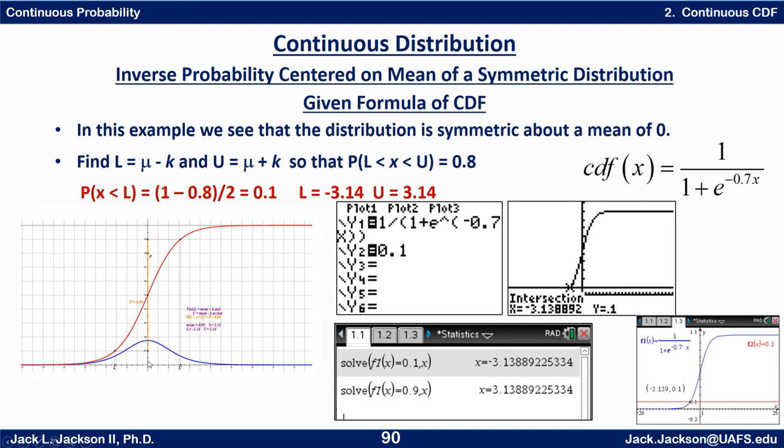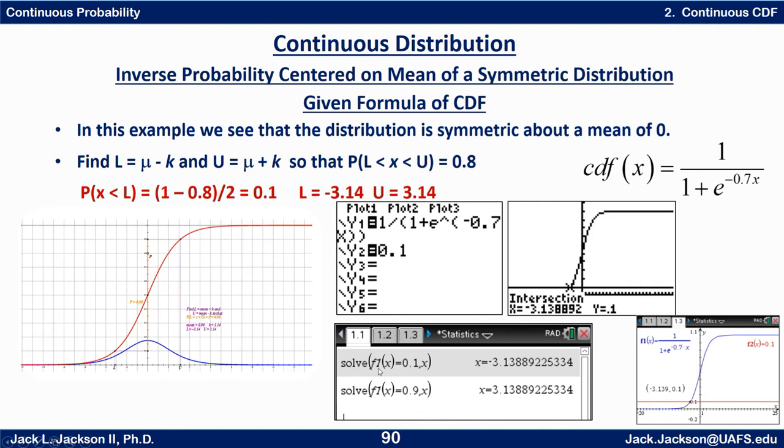And because it's symmetric about the mean, which is 0, it's the same distance up. However far that is below the mean, we go that same distance above the mean to find our other point. Since the mean is 0, it's just the opposite sign. Or we could do it this way.